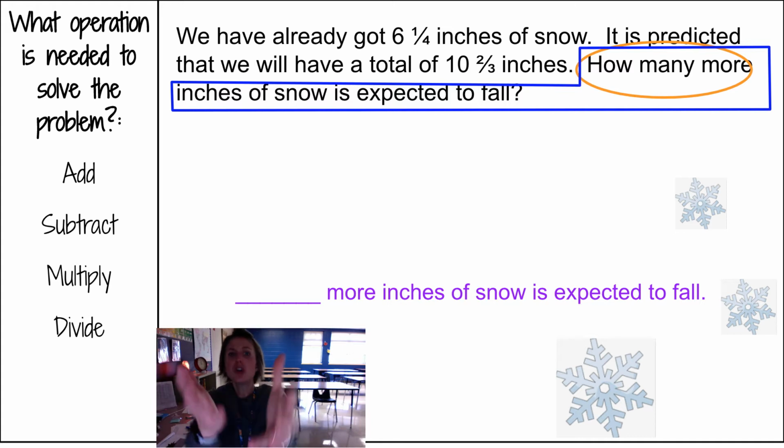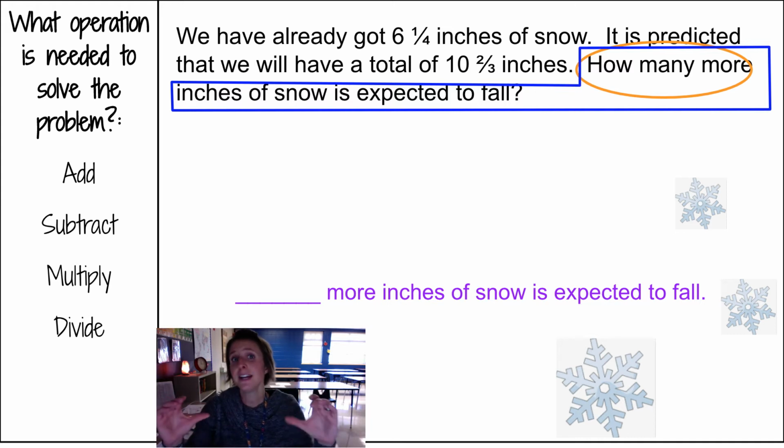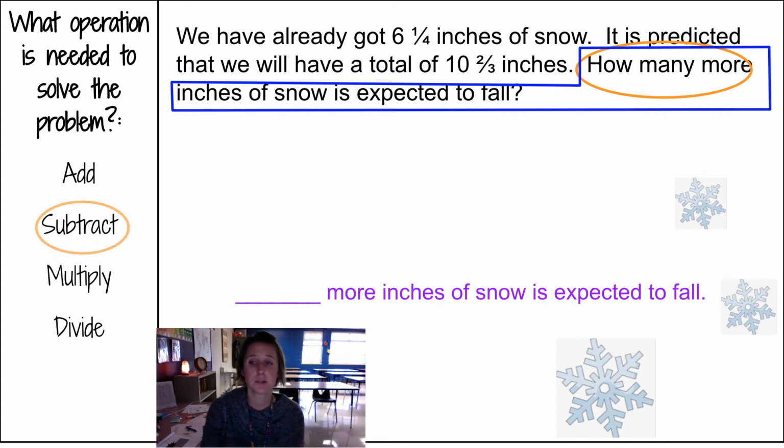And you might say, well, Ms. Clover, total is up there. You're right. But in this case, total is not our key operation word because we're trying to figure out how many more inches of snow is expected to fall. So identifying that question is really helpful in figuring out whether we're going to add, subtract, multiply, divide, in helping us find our keywords or phrases. So this problem is a subtraction problem. How many more is telling us to subtract?